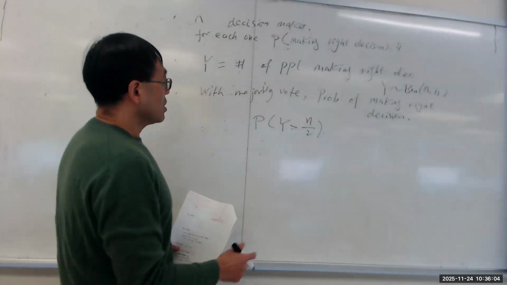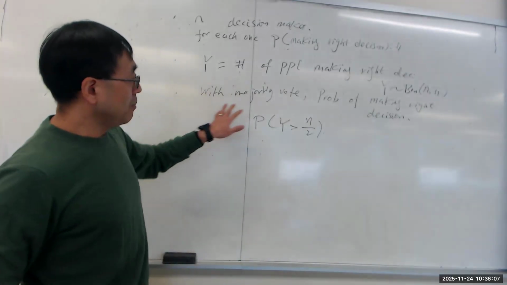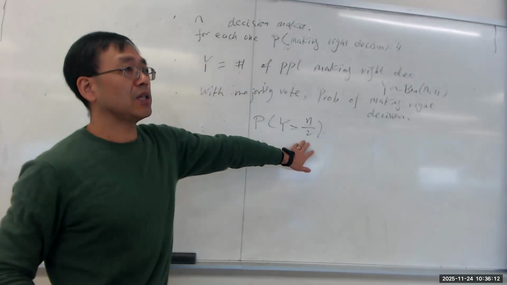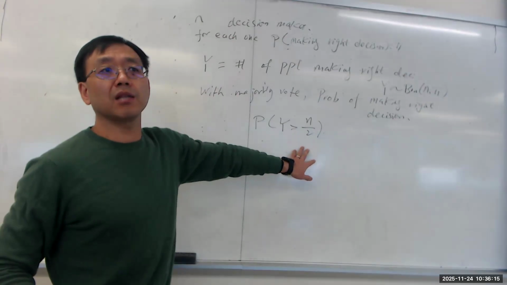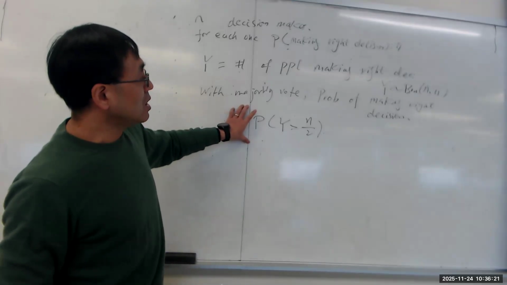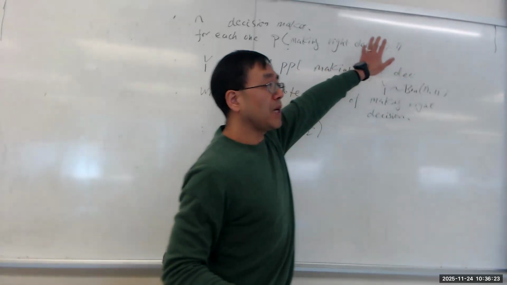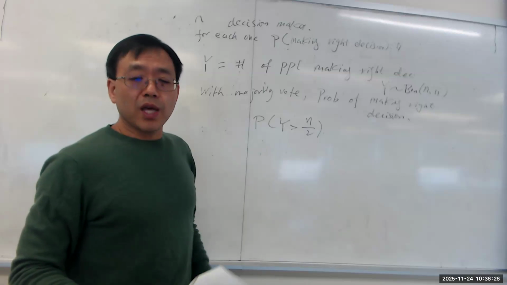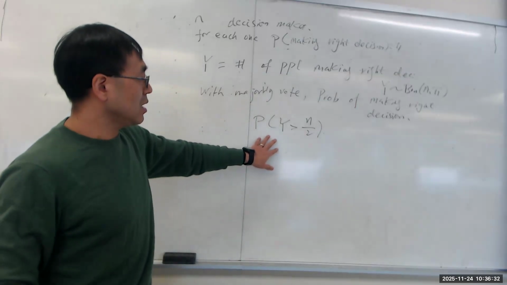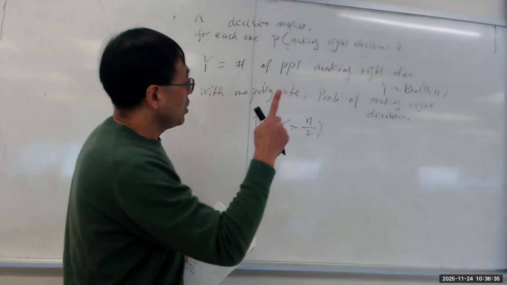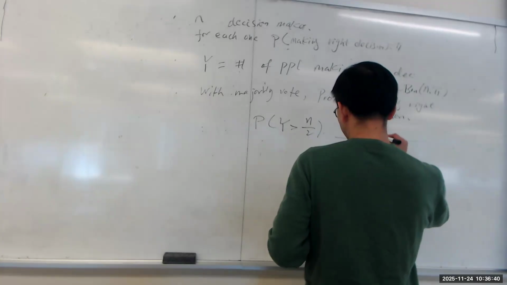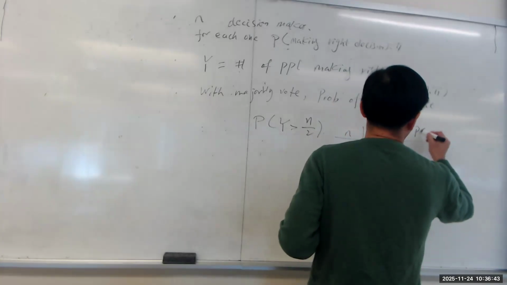So we know that the probability of making the right decision as a group using majority vote, which basically says that Y is bigger than half of the total, Y is bigger than n over 2, depends on n, right? If you calculate the probability, this is a Bernoulli, this is a binomial, this is the n. I'll just give a few examples.